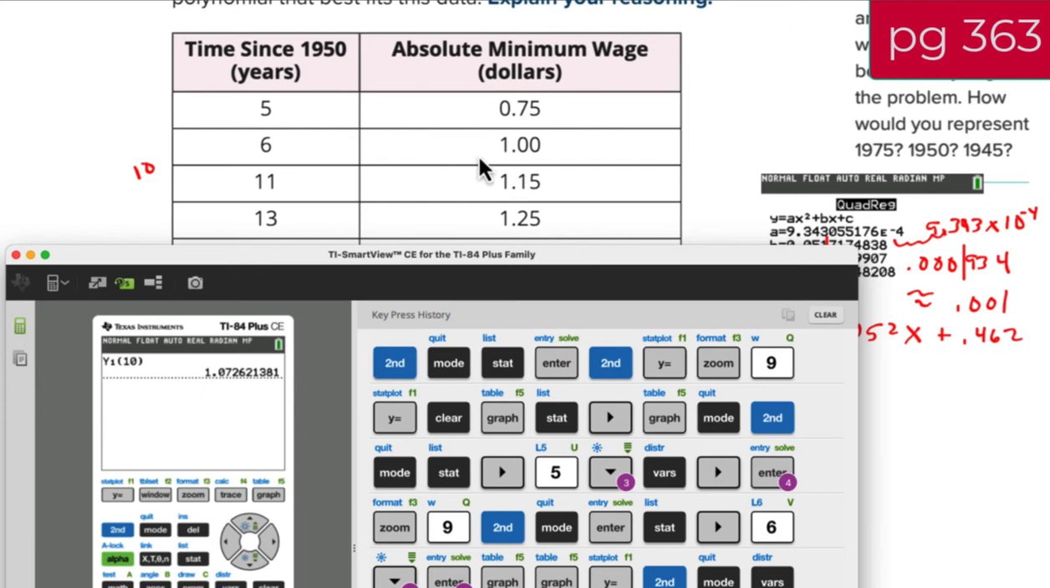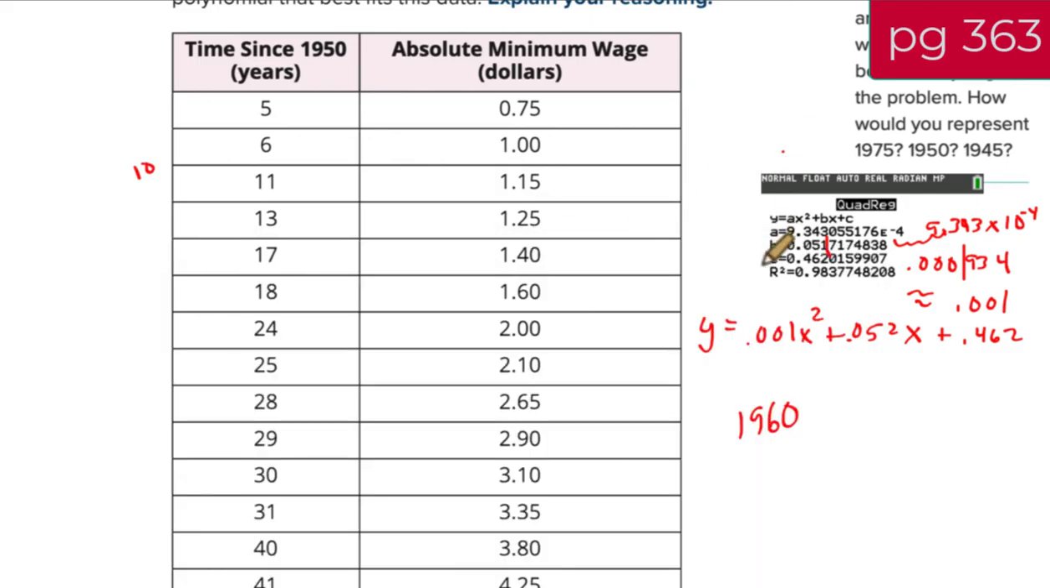Does that make sense? It does make sense. It's between 1 and 1.15, so that makes sense. That's how we can use our equation to predict in the future. So we could plug all these numbers in depending on what we're looking for. And that's basically creating a nonlinear model in our calculator.